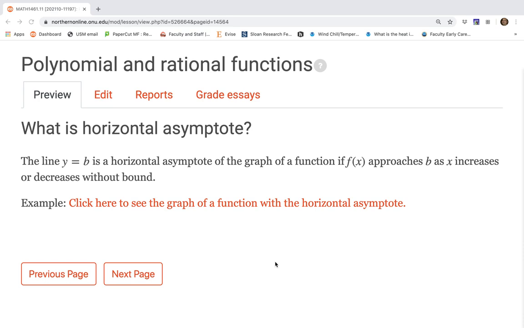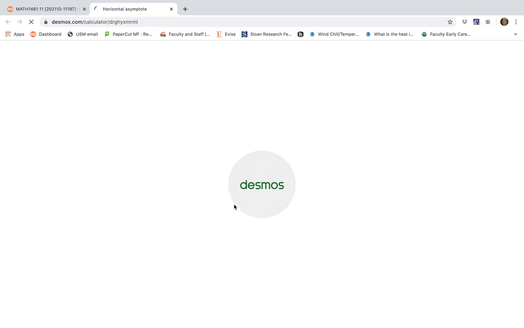Alright, now we will learn what horizontal asymptote means. The line y equal to b, that means the horizontal line y equal to b, is said to be a horizontal asymptote of the graph of a function if f of x approaches b as x increases or decreases without bound. What does it mean by that? Let's try to see on this example.